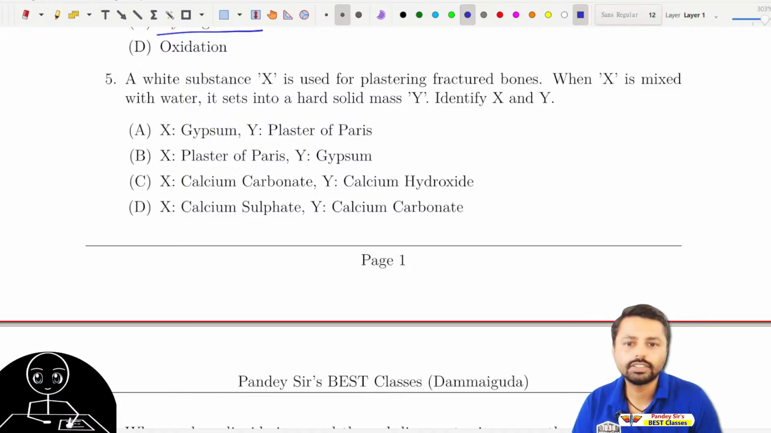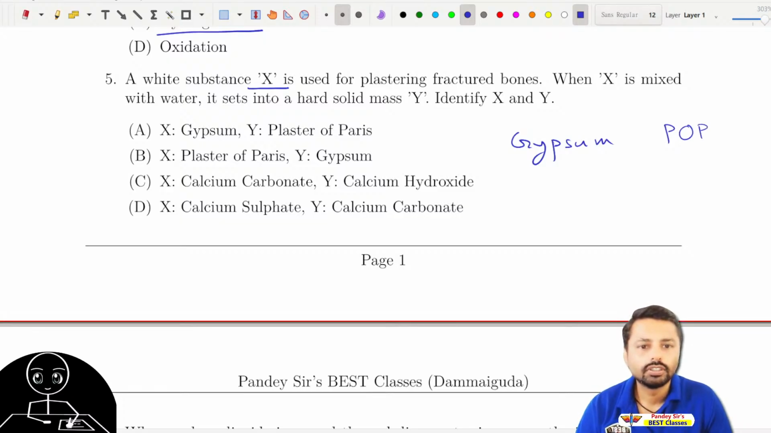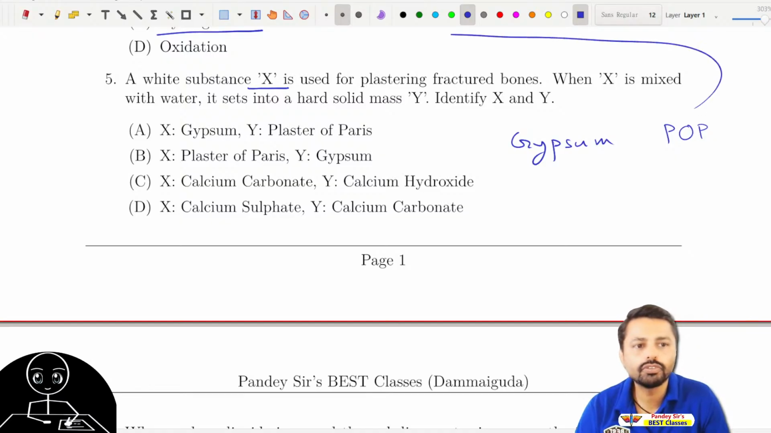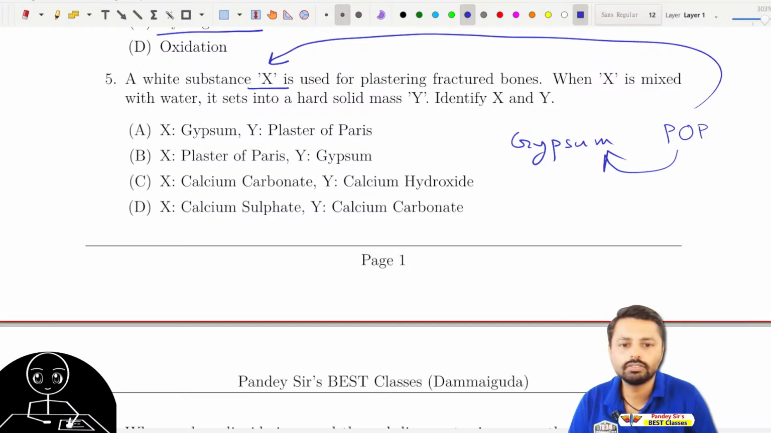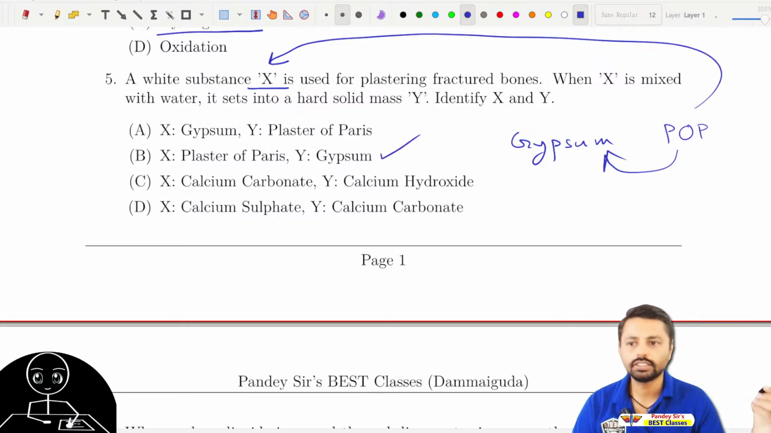A white substance X is used for plastering. Okay, so it's about plaster of Paris and gypsum. So obviously gypsum and plaster of Paris are involved. X is used for plastering, so X is POP obviously. When X is mixed in water, it sets into a hard solid mass Y. So Y means gypsum. So X is plaster of Paris and Y is gypsum. Yes, true. So the correct answer is B.